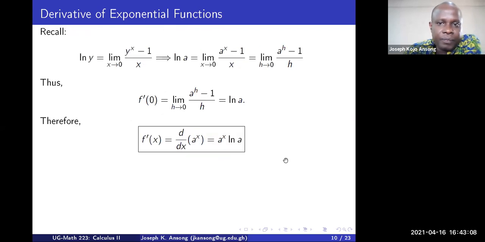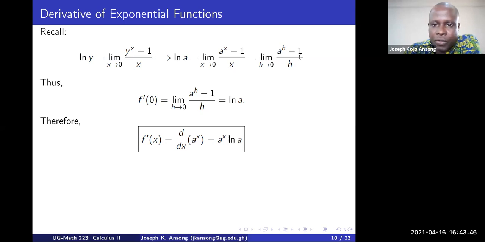Now, recall that in our study of log, we said that ln y, for instance, is the limit as x goes to 0 of this expression. And we said you could replace this y here, some number, with a or h or some number. If you do that, you're going to get these expressions. Ln a is equal to this. X can be replaced with some h, and you get that. So basically, ln a can be written as limit as h goes to 0 of this.